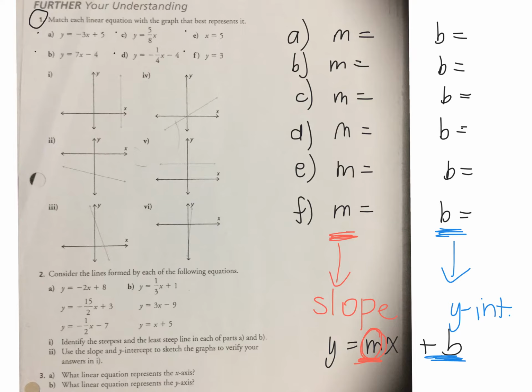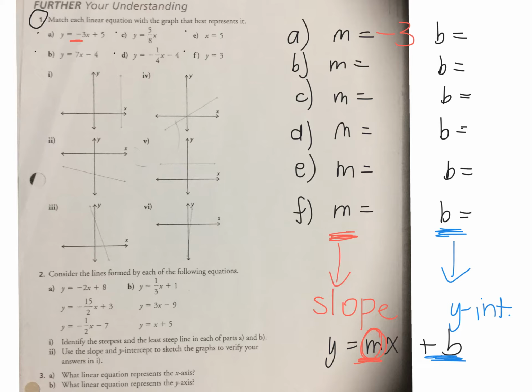1a. Can someone tell me what is the equation for a? Okay, so the equation is y equals negative 3x plus 5. Raise your hand if you can tell me which part of that equation represents the slope, or the m. Yes, the slope is negative 3. You have to include the negative. This line is going to fall to the right.